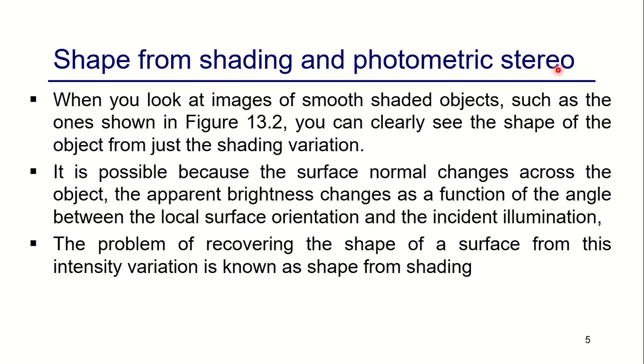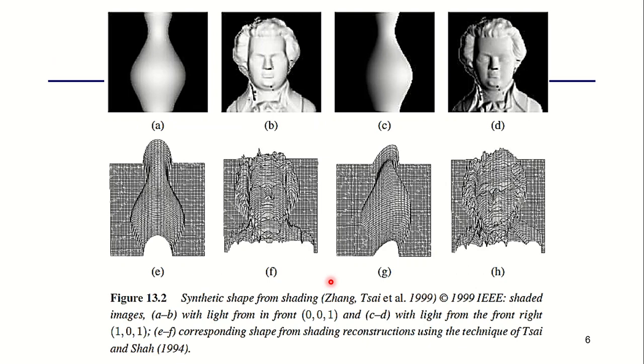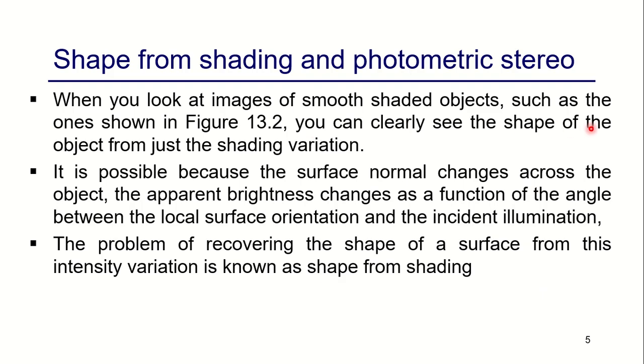Shape from shading and photometric stereo. When you look at images of smooth shaded objects, such as in this figure 13.2, you can clearly see the shape of the object just from the shading variation. It is possible because the surface normal changes across the object and the apparent brightness changes as a function of the angle between the local surface orientation and the incident illumination. The problem of recovering the shape of a surface from this intensity variation is known as shape from shading.